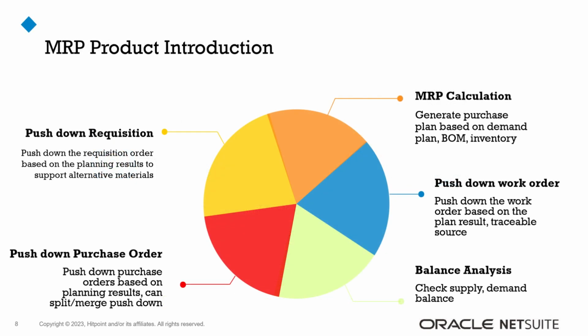Track and control MRP execution results, adjust orders according to actual situation, solve abnormal problems, and optimize material planning. Based on the MRP calculation results, you can push down requisitions, purchase orders, and production work orders. These documents can help companies achieve timely supply of materials to avoid material shortage or backlog and improve production efficiency.